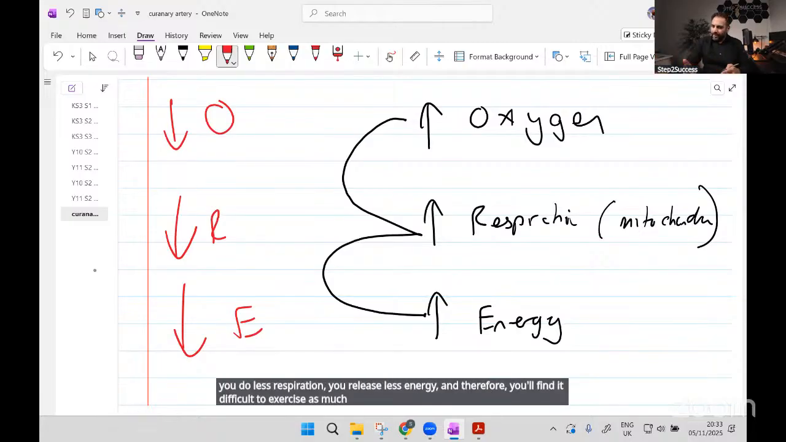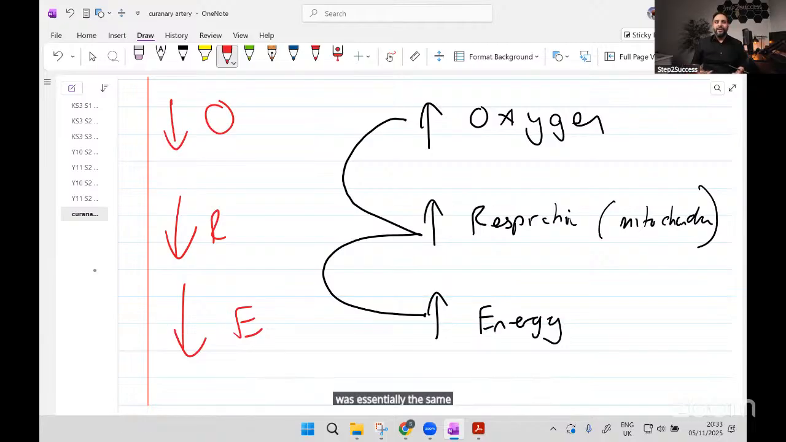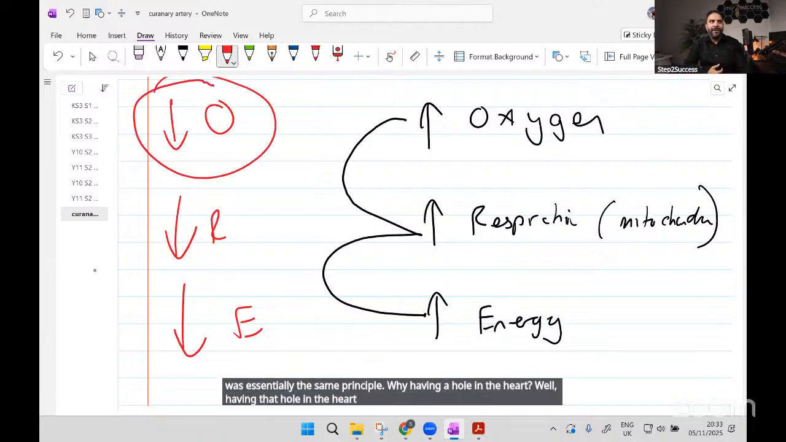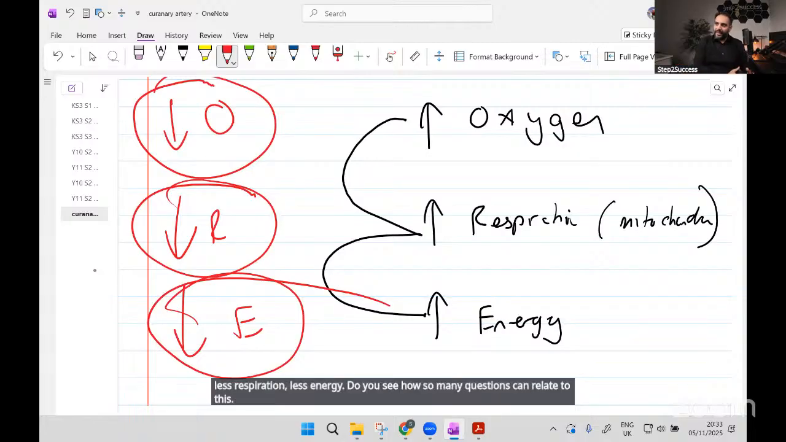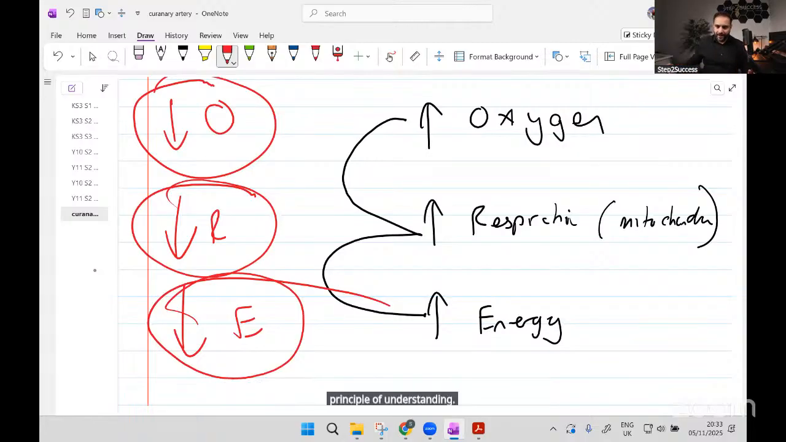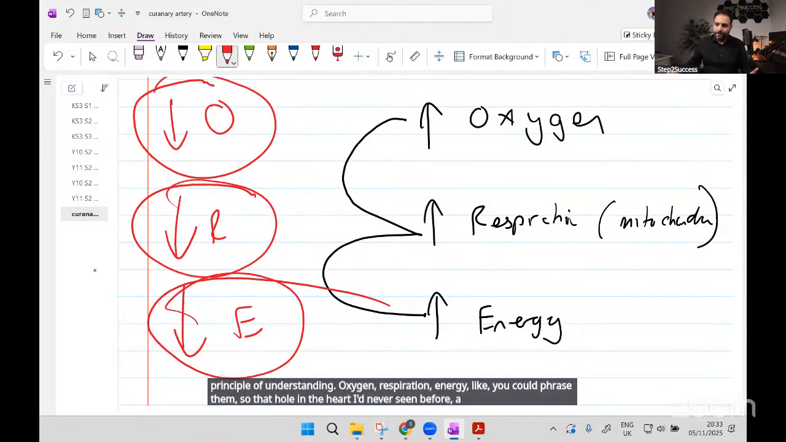And that hole in the heart thing was essentially the same principle. Why having a hole in the heart? Well, having that hole in the heart meant less oxygen was going around your body, less respiration, less energy. Do you see how so many questions can relate to this principle of understanding oxygen, respiration, energy? Like you could phrase them. So that hole in the heart I'd never seen before, a question like that. But the answer was basically the same.